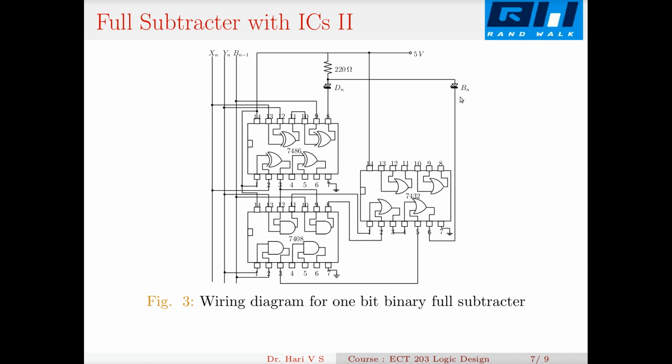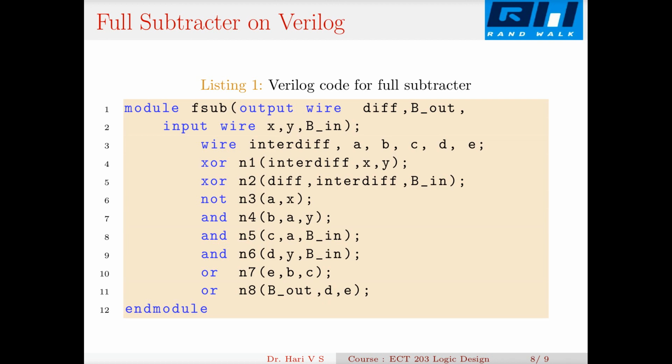So I connect an LED there, and either I apply toggle switches here for xn and yn and bn minus 1, and manually you turn on these toggle switches and apply the pattern 0 0 0 to 1 1 1 and verify this output. Now you have to implement this full subtractor in Verilog. It is very easy, because we have seen the circuit. What I need is the basic gates only. So I actually modified the earlier one, the full adder, and made it into a full subtractor.